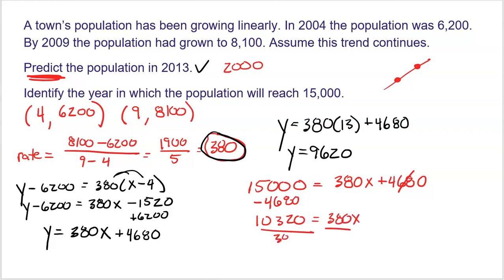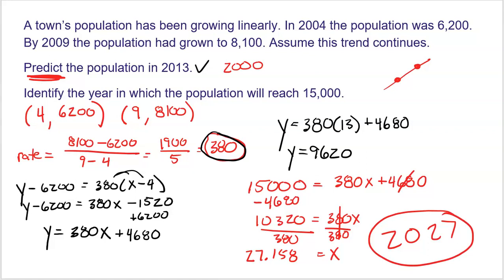Divide both sides by 380. On the right side, 380 divided by 380 is 1, so it reduces to just a plain old 1x. And we get, if you use a calculator, 27.158. So remember, that is 27.158 years after 2000. So sometime in the year 2027, we will reach a population of 15,000.